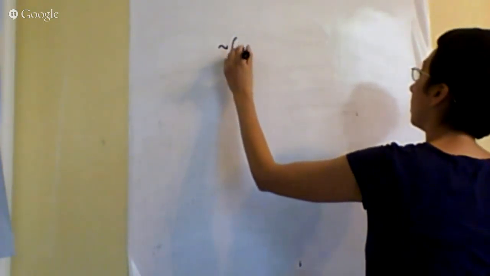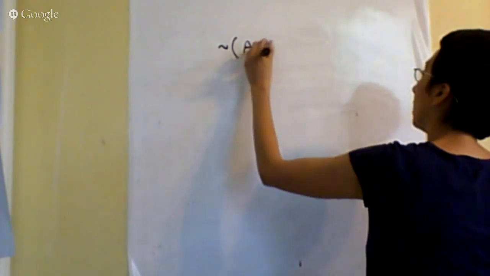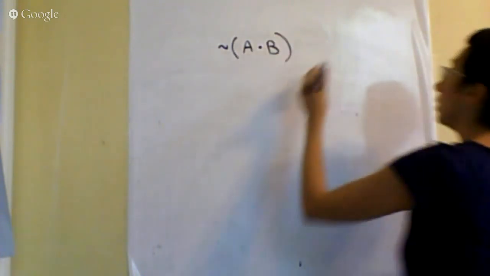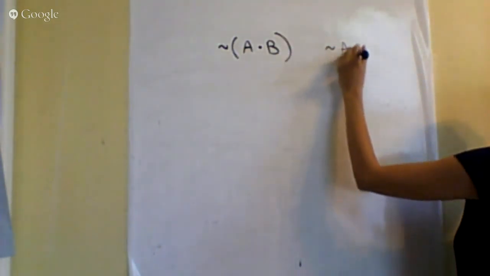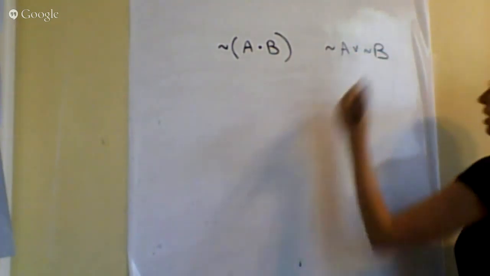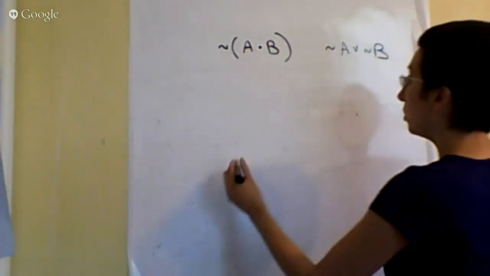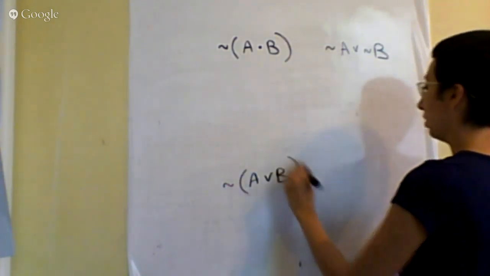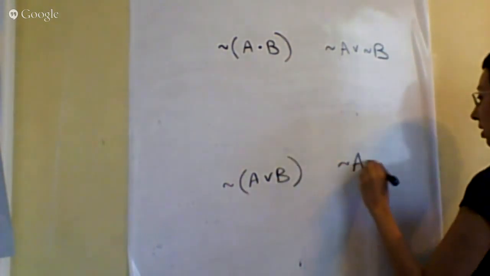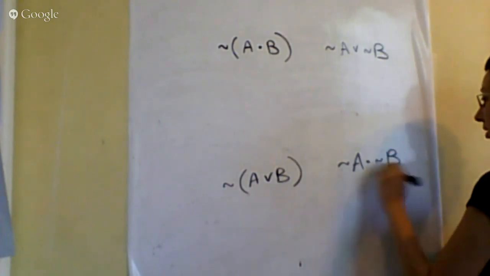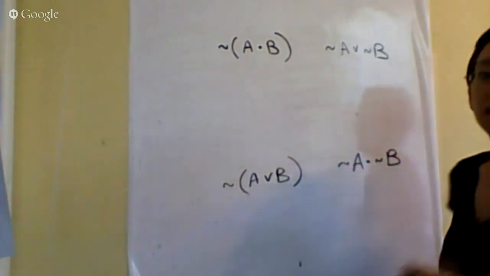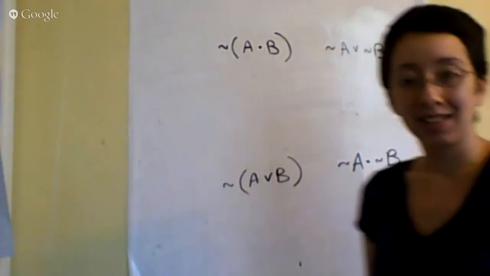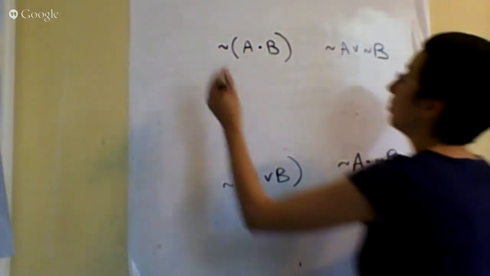We'll compare not (A and B) to not A or not B. And then we will compare not (A or B) to not A and not B. So we're going to create these extended truth tables to compare them.